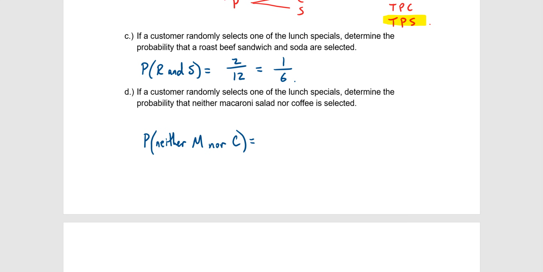So that means the probability that it's neither macaroni salad nor coffee is 3 divided by the total number of possible outcomes, which is 12 again. And this is going to end up simplifying, divide by 3 in the numerator and denominator. It simplifies to 1/4.